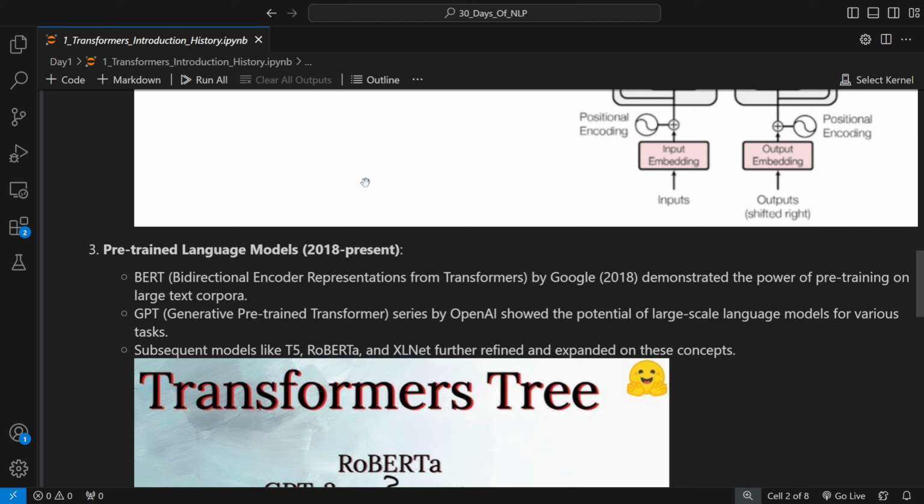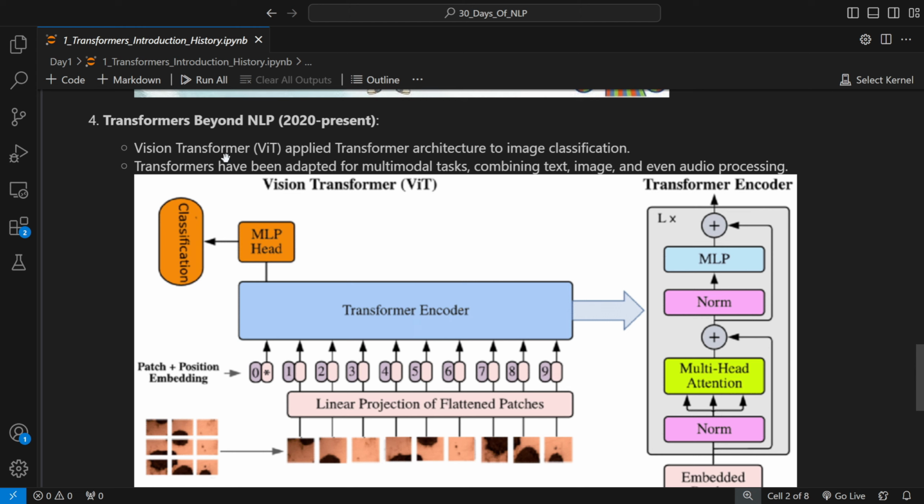Okay, these are the ancestors. But like I said, transformers didn't just revolutionize the field of NLP, they also revolutionized computer vision. Why is that? In 2020, an architecture was released, and that is Vision Transformer. That architecture applied the transformer architecture to image classification, where the transformer's architecture was adapted to do multimodal tasks by combining text, image, even audio processing, all were done.